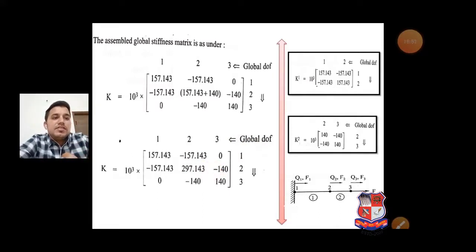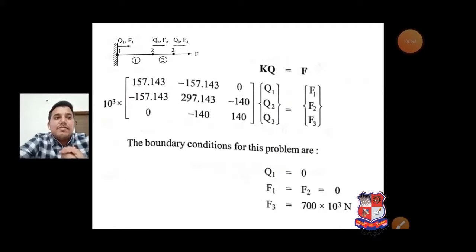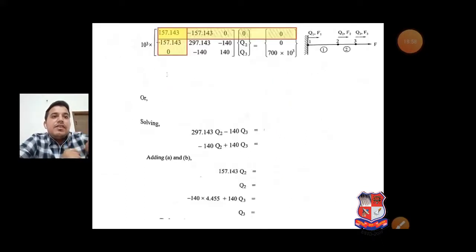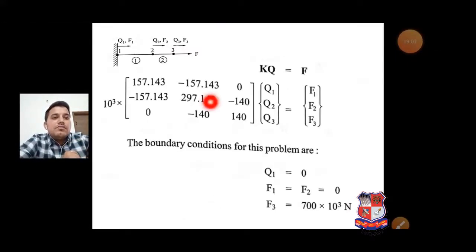Okay, we are just doing a revision. Next step, we already know that KQ is equal to F, and we are putting the value of K, Q and F. We very well know that Q1 is 0 because there is a fixed support. That's why we write down q1 is equal to 0.